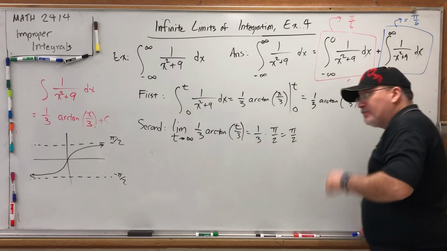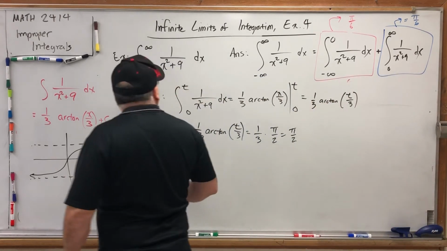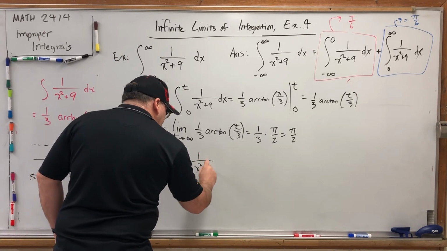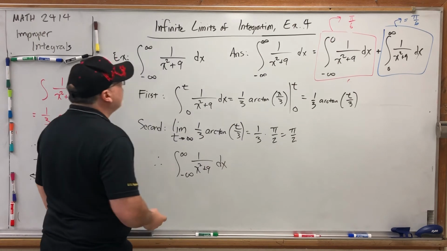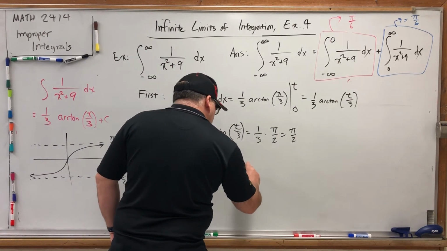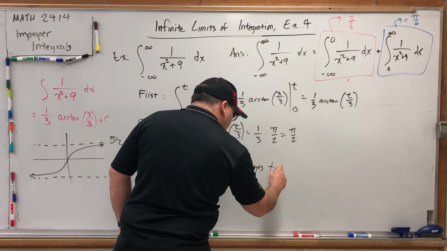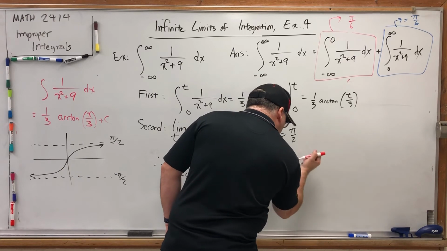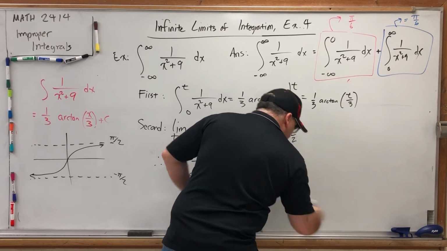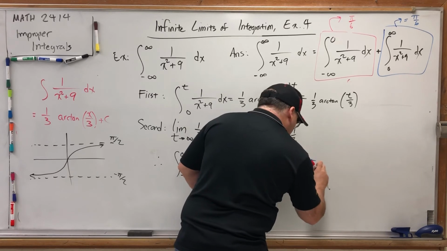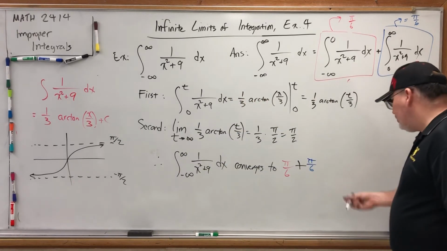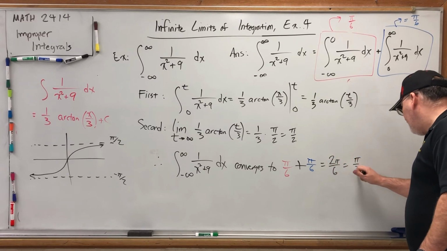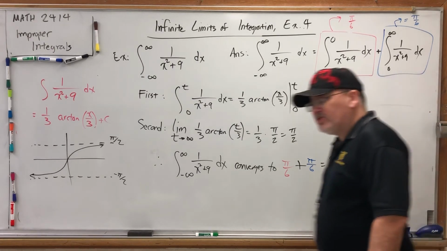And now we're ready to wrap up this problem. Therefore, the integral from negative infinity to infinity of 1 over x squared plus 9 dx converges to pi over 6, the red one, plus pi over 6, the blue one, which is 2 pi over 6, common denominator, which reduces to pi over 3. Interesting.